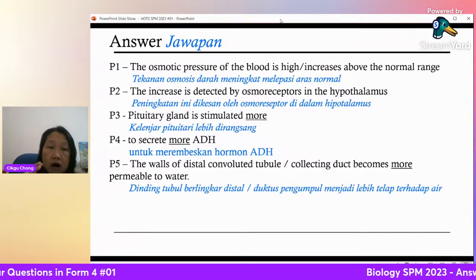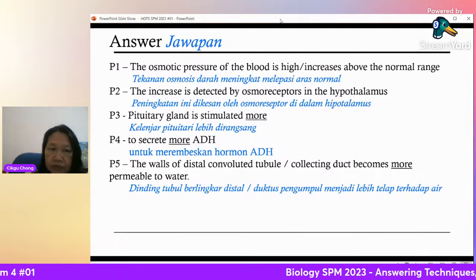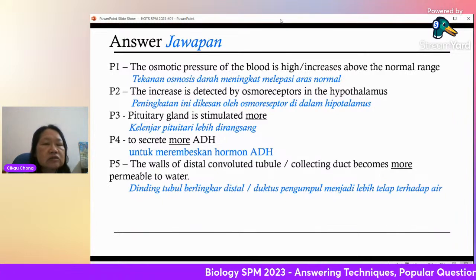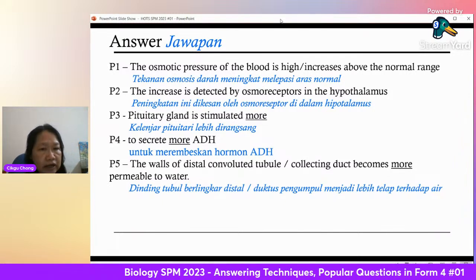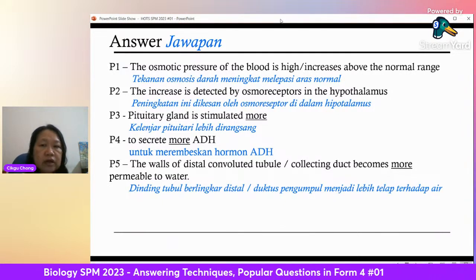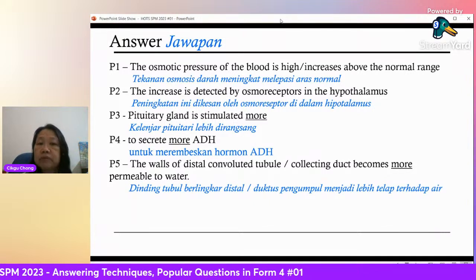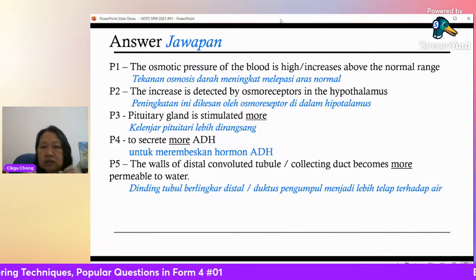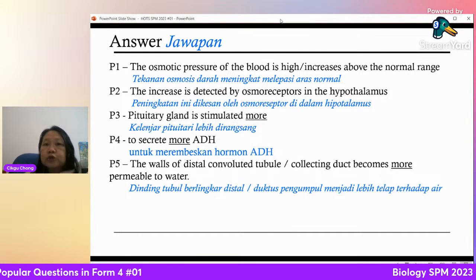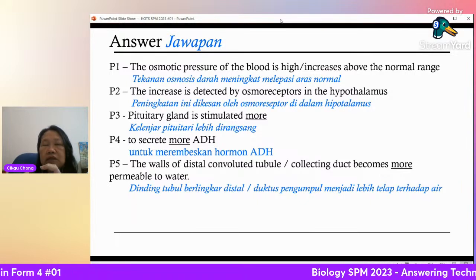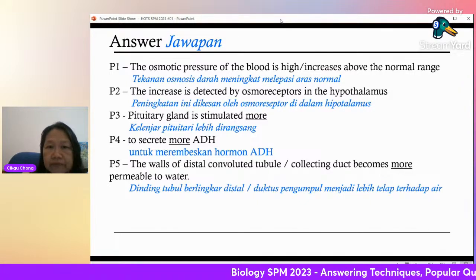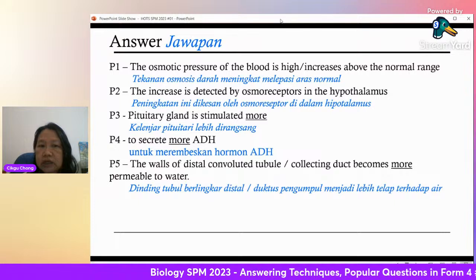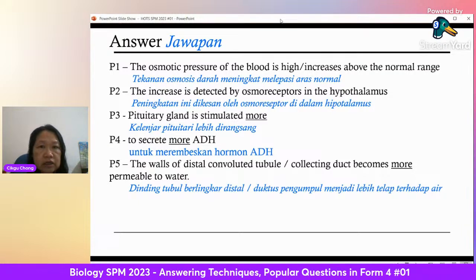ADH will cause the walls of the distal convoluted tubule or the collecting duct, either one or you can write both, to become more permeable to water. That means it makes the water go through this tubule. It wants the water to be reabsorbed back. More reabsorption of water because now you are losing water.